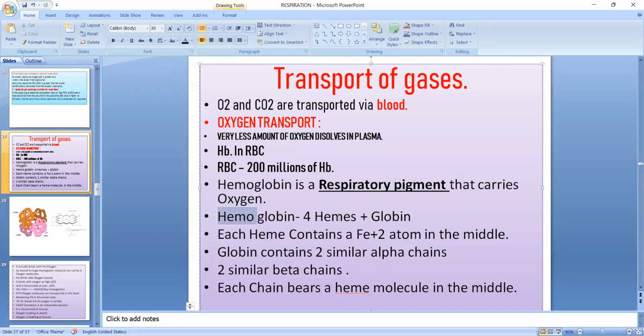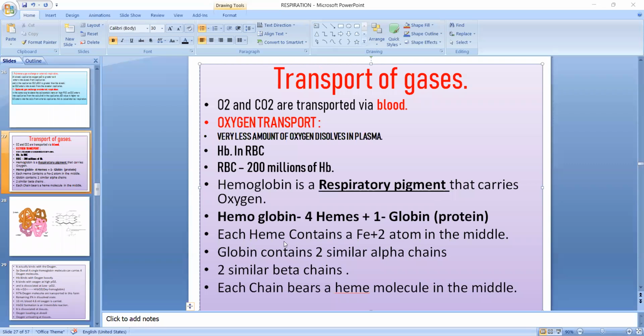First of all, hemoglobin consists of 4 heme molecules and 1 globin. Compared with the heme molecules, globin is big. Globin is a protein, very much bigger than the heme molecules. So 1 globin is present in a hemoglobin, and 4 heme molecules are present.